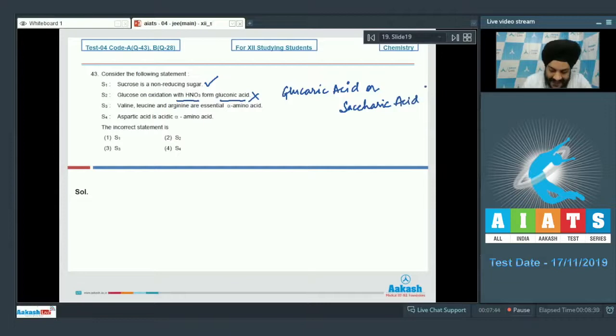So HNO3 forms aldaric acid. Okay. Whereas mild oxidizing agents such as bromine water form aldonic acid. So this is glucaric acid and not gluconic acid as mentioned in the option. So S2 is incorrect. If you talk about statement 3 now, valine, leucine and arginine are essential amino acids. This is a correct statement, students. If we talk about the fourth option now, aspartic acid is an acidic alpha amino acid. So this is also correct, students. So the examiner seems to be interested in the incorrect statement, and we can clearly see that S2 is incorrect and we have to mark the correct answer to this question as option 2.